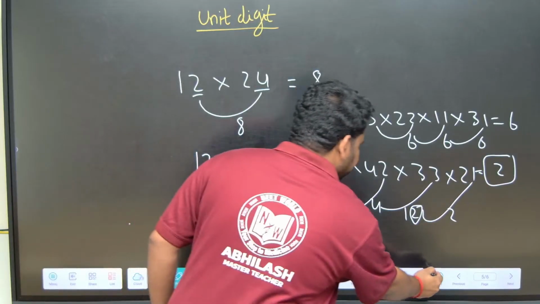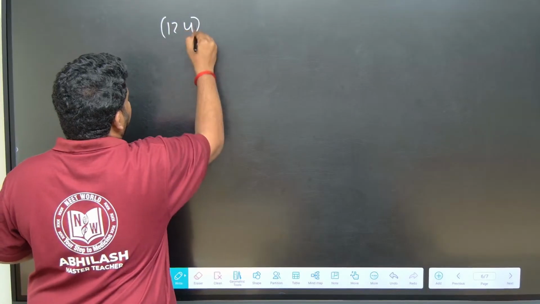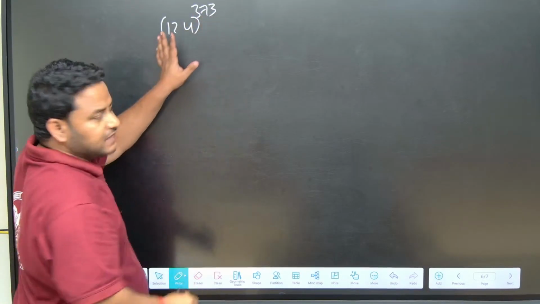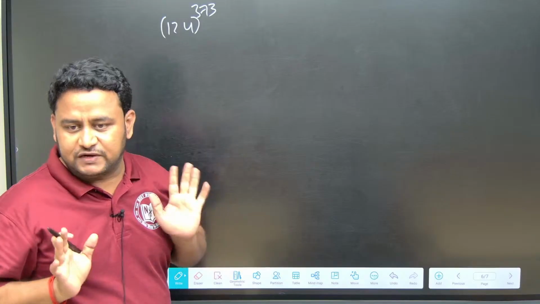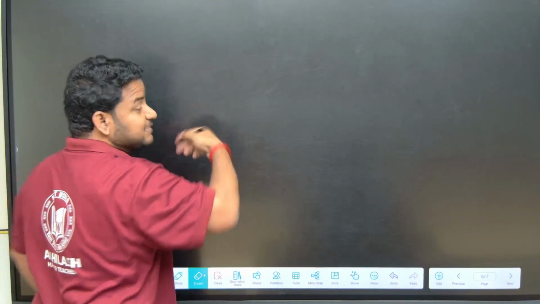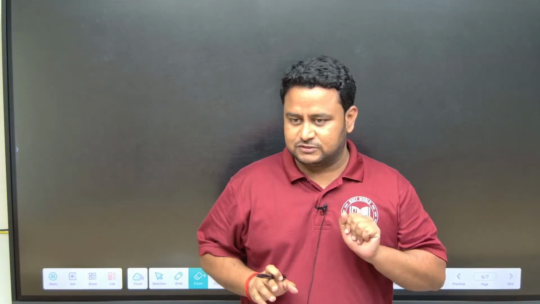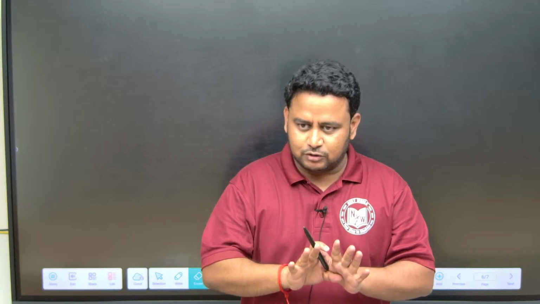Now for unit digit with powers, I told you previously that if they give 124 to the power of 373 and ask us to find the unit digit, it is very difficult to solve. So for such power-based questions, if they ask us to find the unit digit, we have to classify the numbers into 3 groups. You have to understand that.